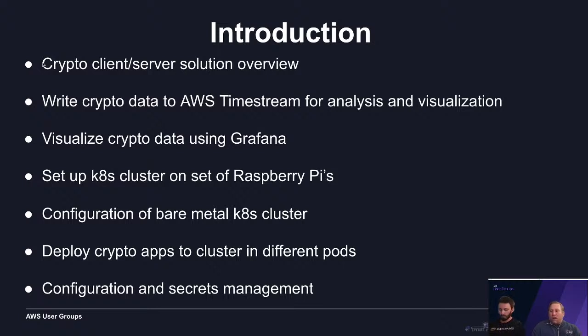After that, Austin will get into the setup of the Kubernetes cluster on his Raspberry Pis, as well as the configuration of the bare metal cluster. With AWS and EKS, a lot of the complexity of setting up a cluster is abstracted away, thank goodness. Very complicated. So Austin's going to get into some of the finer points of cluster administration. From there, he'll show how to deploy the cryptocurrency client-server application ecosystem onto the Kubernetes cluster. He'll also touch on important subjects such as configuration management and secrets management.